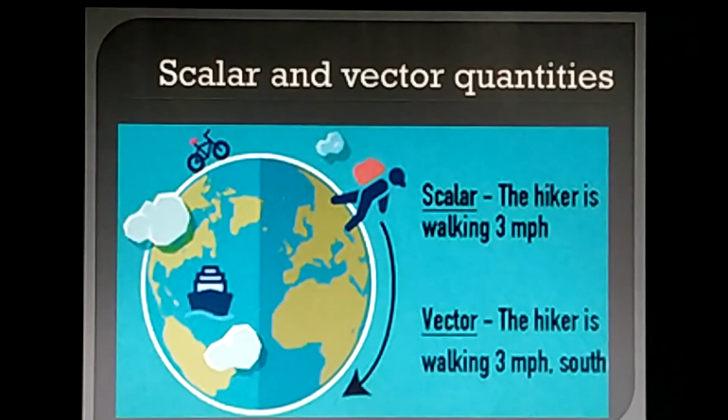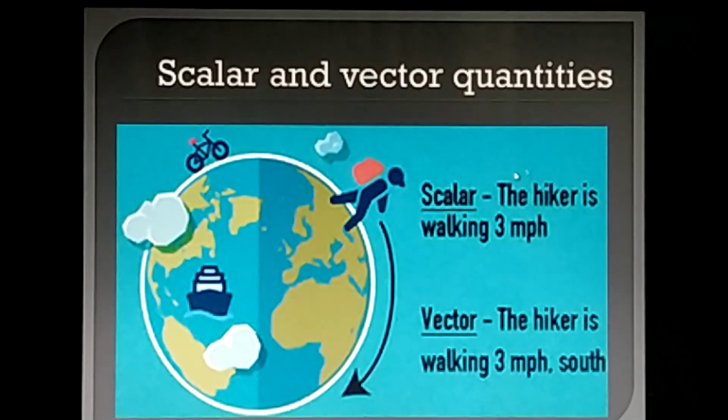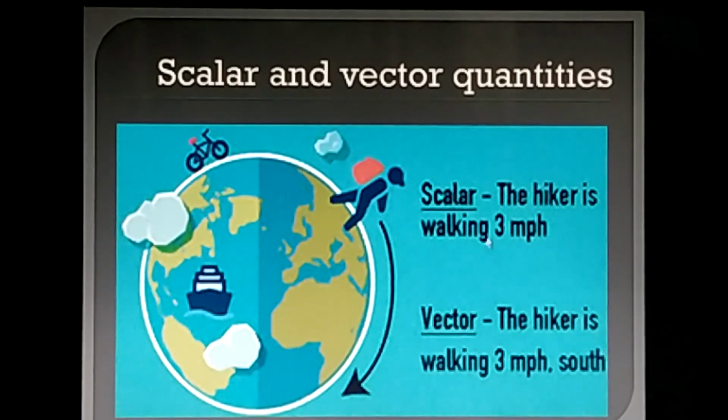You can also see in this picture, यहाँ पर given है, for the scalar quantities only the numerical value is given, but in the vector quantity, along with the numerical value, direction is also given. So it shows the scalar and vector quantities.